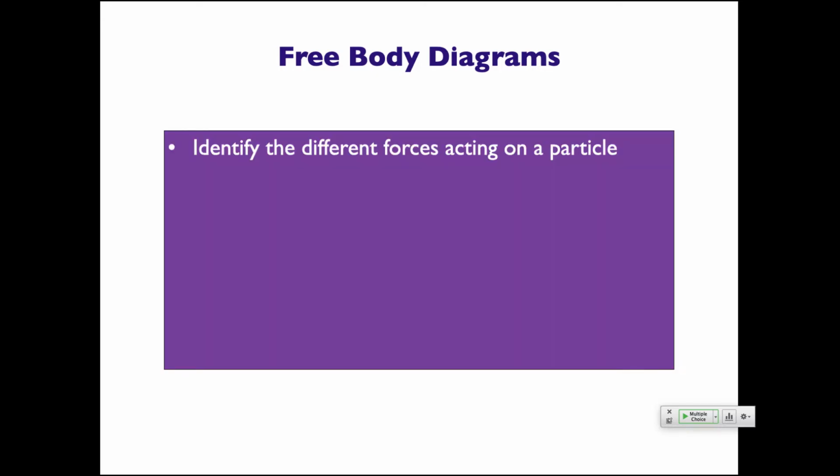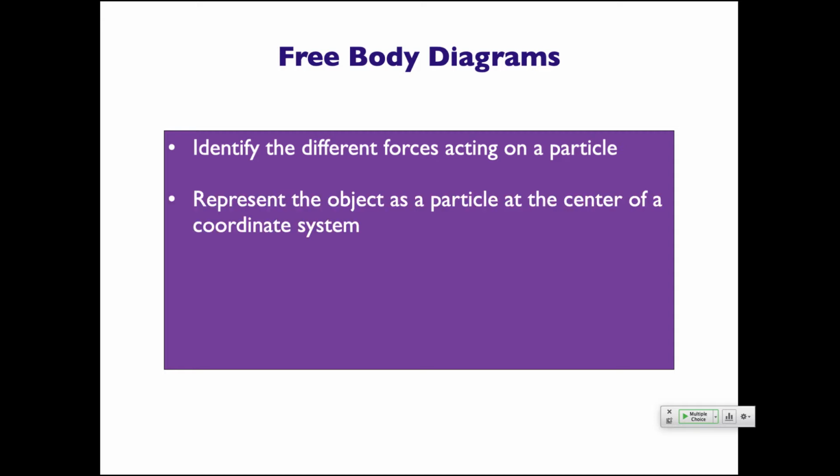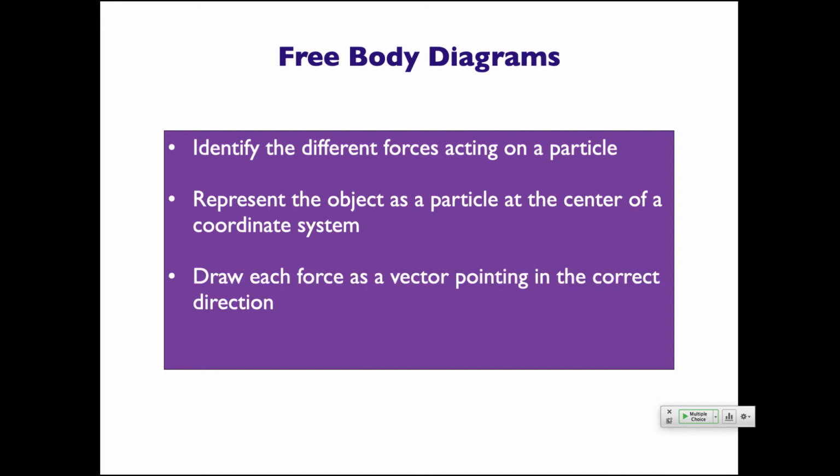The way that we do this is we basically, every time we have a problem, we identify all the forces. We represent the object as a dot. We pick a coordinate system. And then we draw each force as a vector pointing in the correct direction. And if possible, we identify the direction of the net force. Like if we know where this thing is accelerating, we can sort of figure out before we even start adding things up which way things should point.